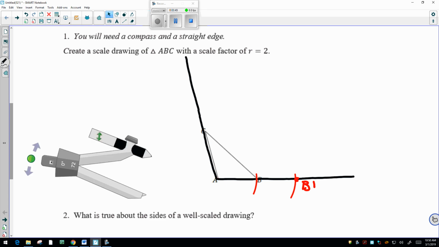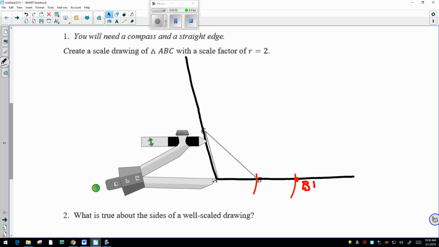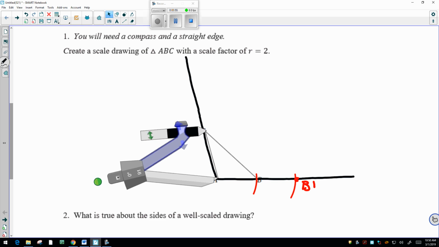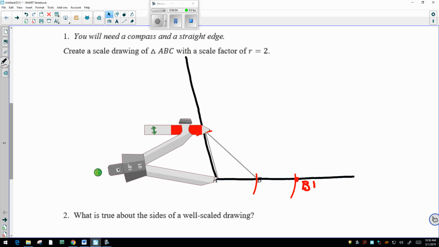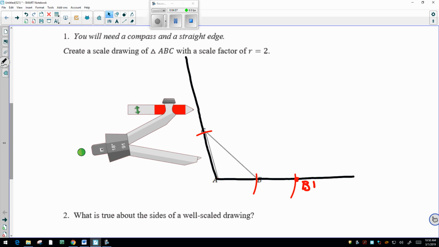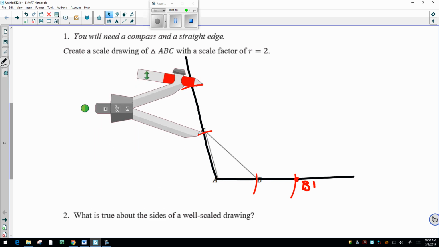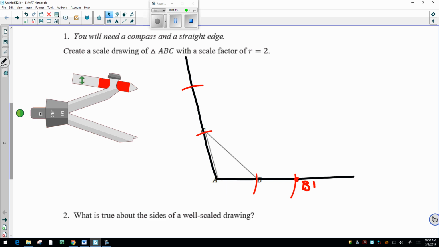Okay, and now we're going to do the same thing, but over here for AC. So again, we're copying the segment. So I need to make my compass as wide as AC. And once I get it to be as big as AC, I want to make a mark showing that I've measured it. So that would be scale factor 1. And if I move it one more time, scale factor 2. And so over here, we've now found C prime. And if I were to finish this triangle off with a nice straight edge, I would connect C prime to B prime, and now I can see comparing the initial figure with our scaled figure.